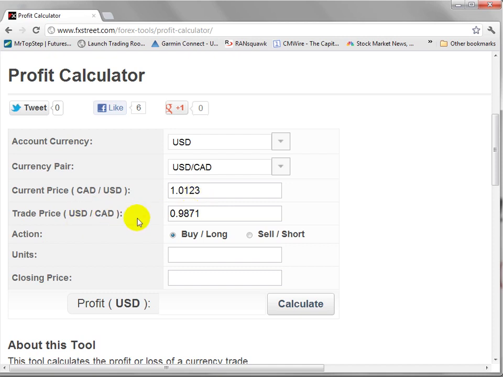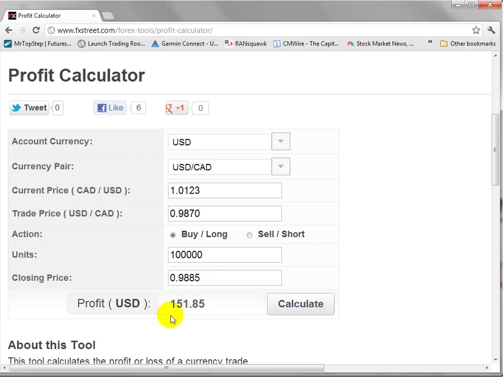The trade price, obviously, is the price that we're looking to buy or sell, and we can dictate whether or not that's what we've done. Let's assume that we went long at, let's make it easy, make a round number, 98.70, and we did a standard unit, 100,000 contracts. Let's say that we offset our trade at 98.85.